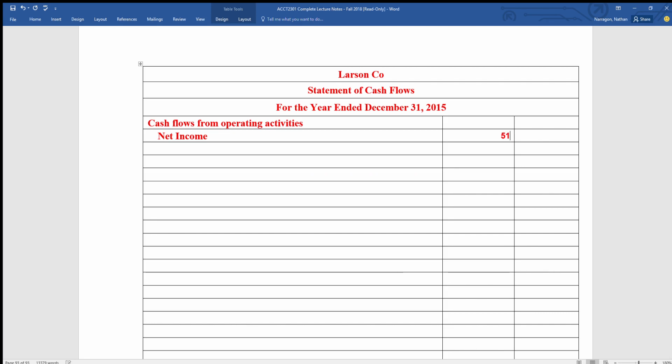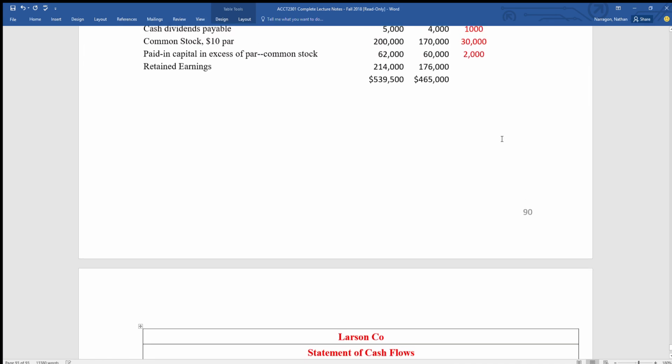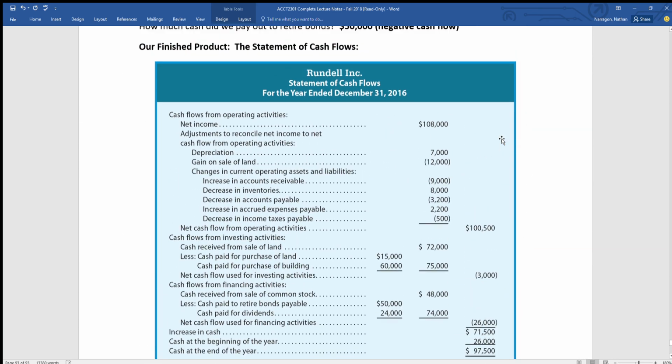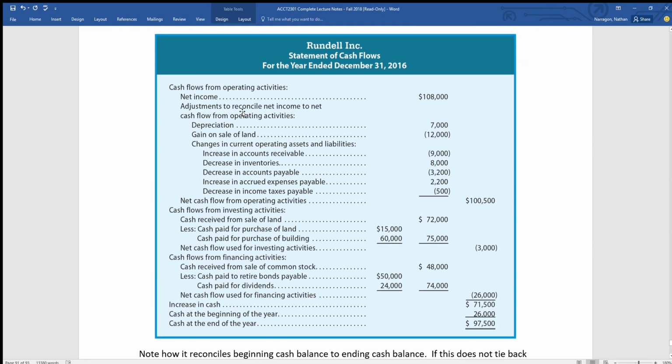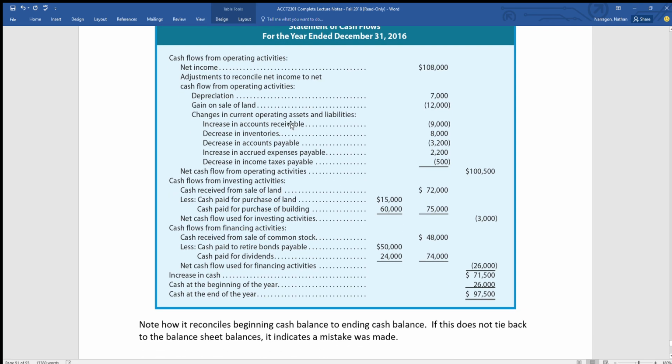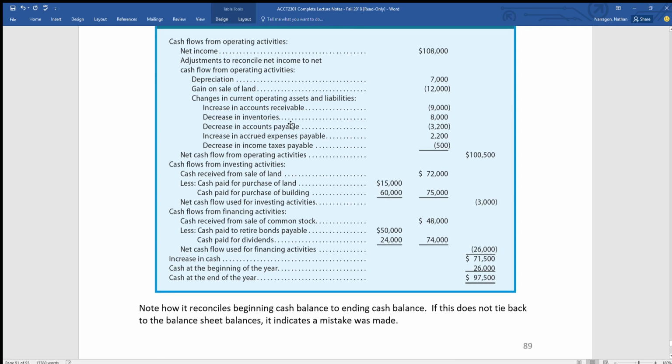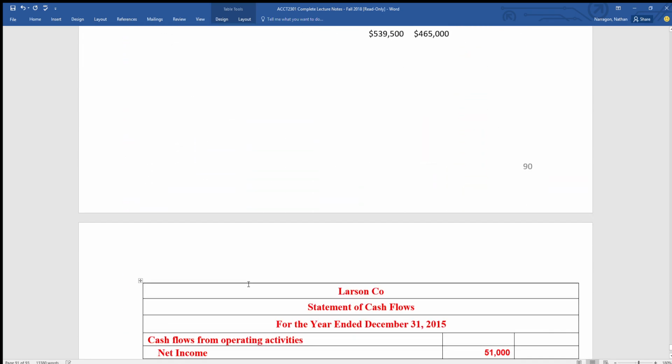So 51,000. And then we're going to deal with our adjustments to operating. Let me make sure I put it exactly like they do it, because I don't want to confuse you. Adjustments to reconcile net income, cash flows from operating. So basically adjustments for cash flow of operating.